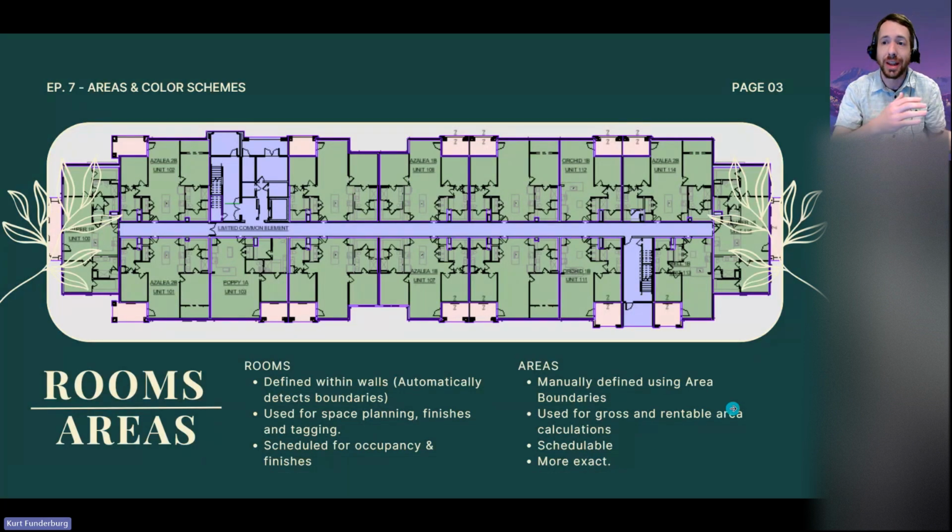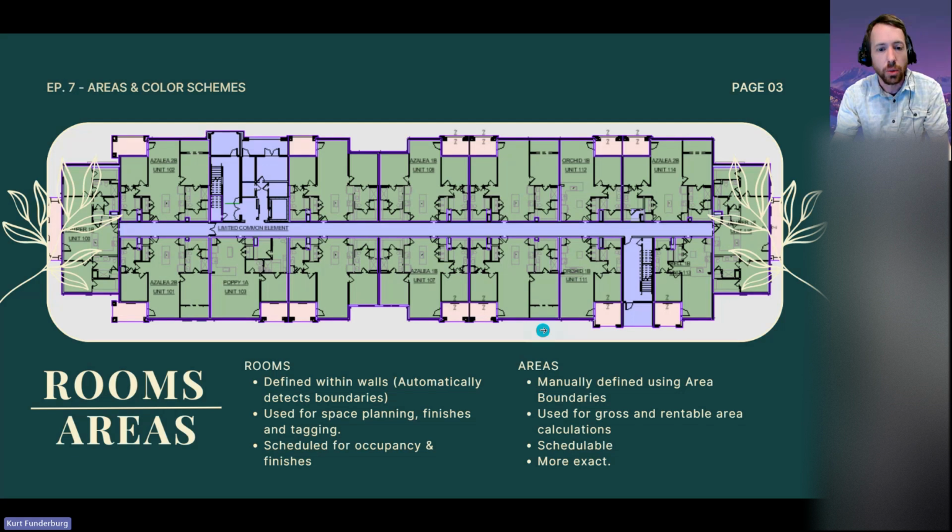The difference between a room and an area is that an area is manually defined. So we can add these things called area boundaries, which can be a non-physical boundary that then defines an area. These are typically things that we think of as gross or rentable square footage, but they can be a lot more exact. In a room, it's going to the edge of the finish, so our gyp board. But in terms of condo law and BOMA, sometimes we own the gyp that is associated with that wall, so we need to back that boundary line up, and that's where areas come into play.